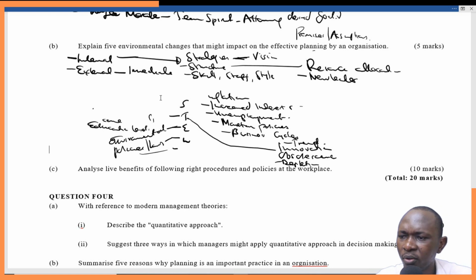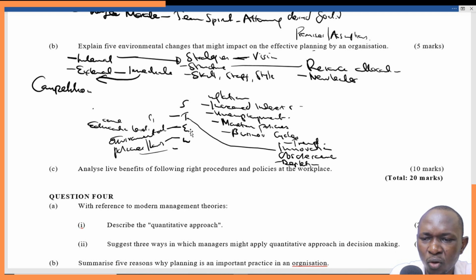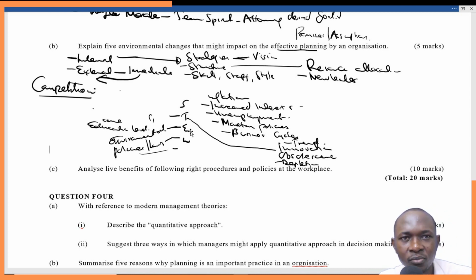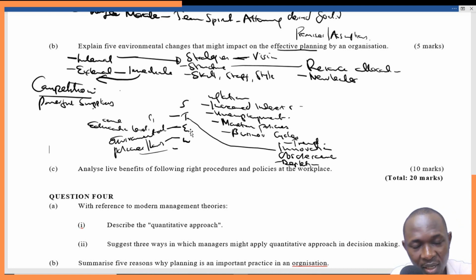So here, the PESTEL model will help me get the answers. When you talk about the immediate external, it's all about the competition. Here we talk about competition. So competition can also impact on the effective planning. Powerful suppliers. When you have powerful suppliers, this can impact on effective planning because they order you. You have to buy on their terms, not on your terms.